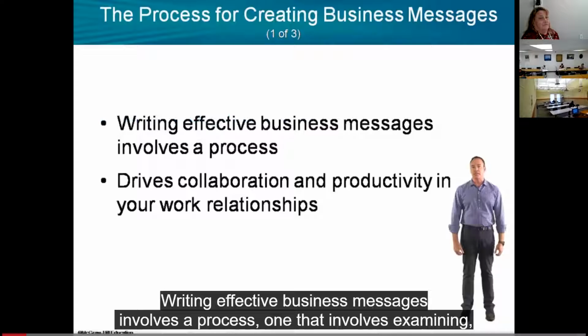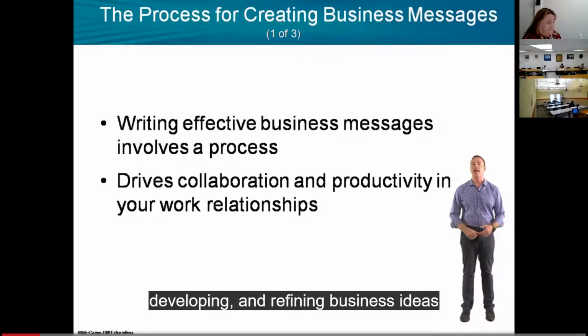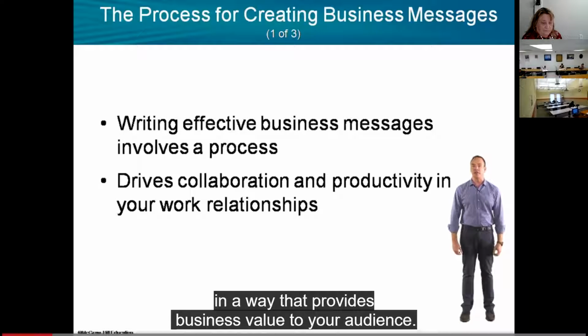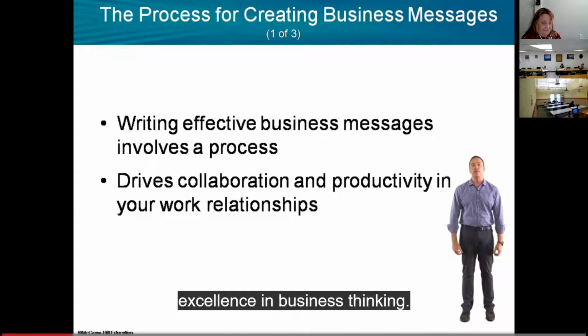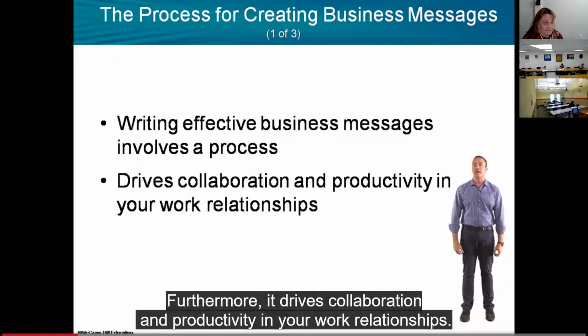Writing effective business messages involves a process, one that involves examining, developing, and refining business ideas in a way that provides business value to your audience. The very process that we explain in this section drives excellence in business thinking. Furthermore, it drives collaboration and productivity in your work relationships.